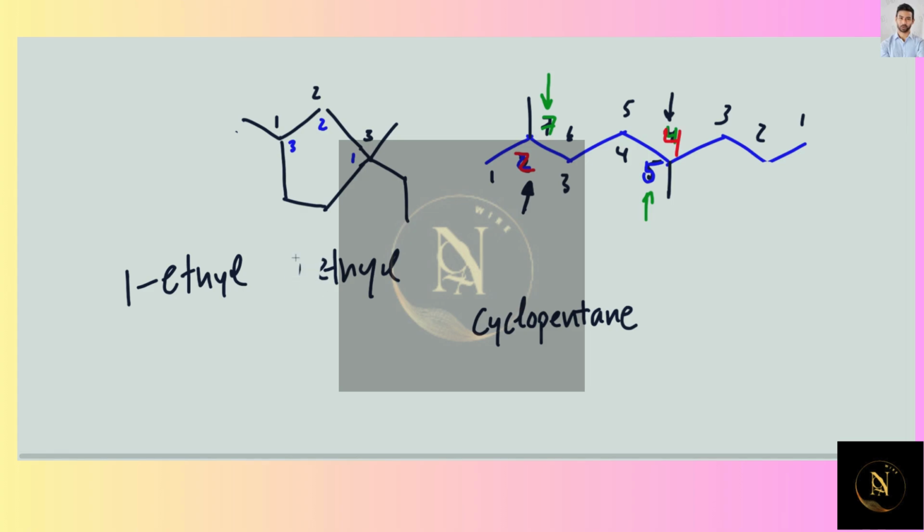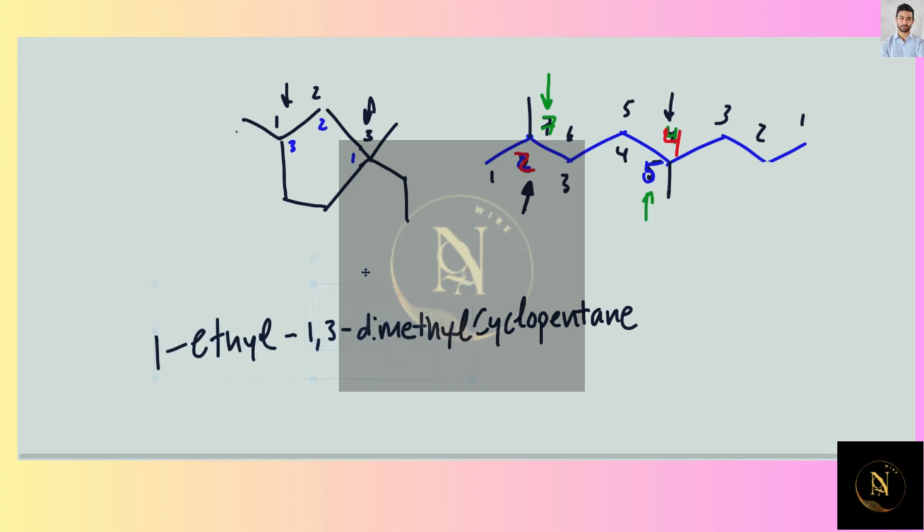And for the methyl, we've got a methyl at 1 and we've got a methyl at 3. So it's going to be like a 1,3-dimethyl. And that's going to run right up against the cyclopentane. Just cram that right there. No space between the methyl and the cyclopentane. 1-ethyl-1,3-dimethylcyclopentane.